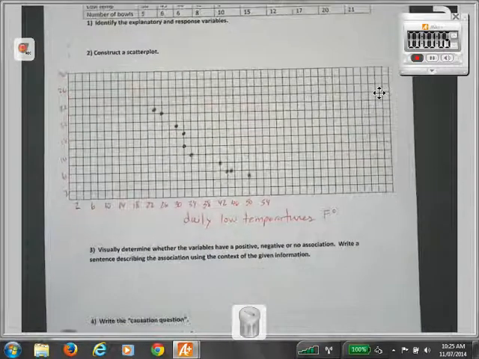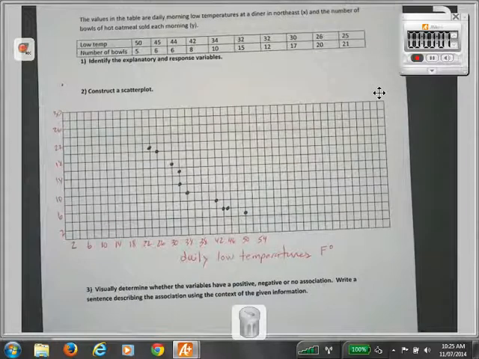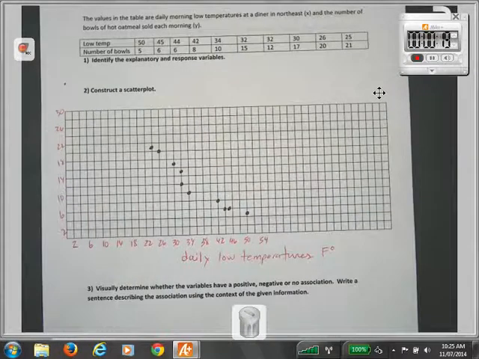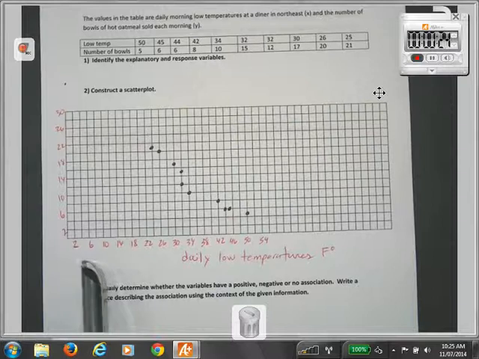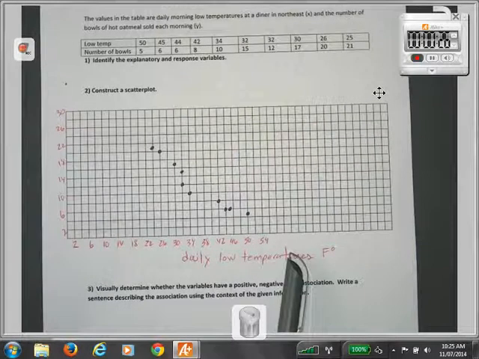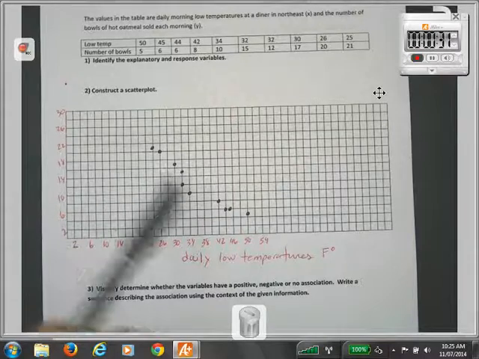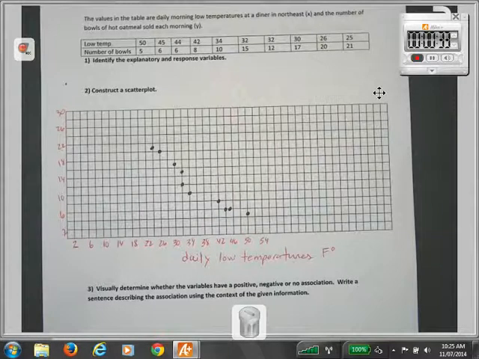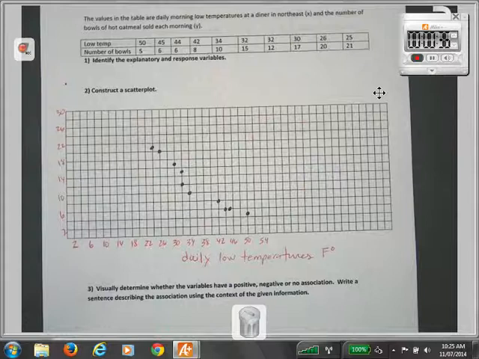Okay, so we're continuing with our example of a correlation and the least square regression line with the diner that's selling hot oatmeal on cold mornings. And we've already created the scatter plot. The scatter plot shows us that as X gets higher, the number of bowls of oatmeal sold decreases. So on the colder mornings, more oatmeal is sold than on the warmer mornings.